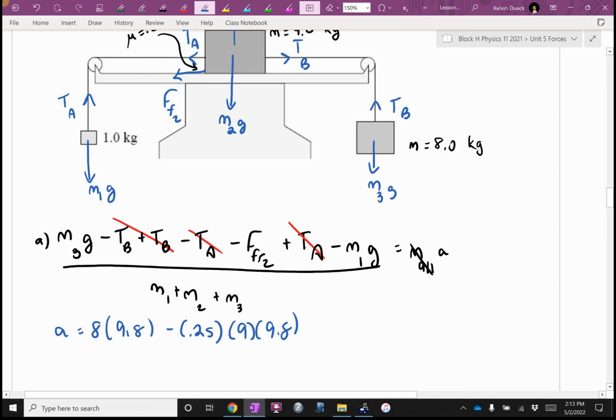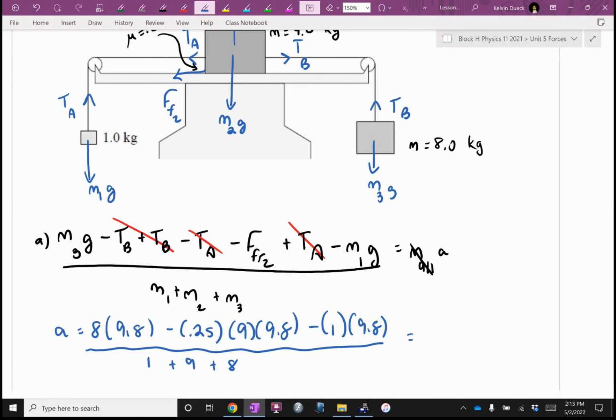Oh, then I have minus M1, 1 times 9.8, all over 1 plus 9 plus 8. If you are comfortable doing it like that in your homework, Jada, I'm fine with that. Probably on a test, I would have written out the mu times the normal force, one more line, and then done the substitution. But maybe not.